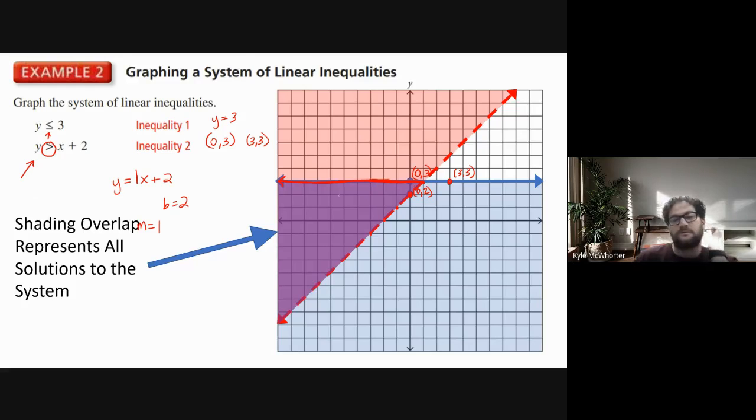So the solution really is this picture where the purple stuff is. And that represents all the solutions. There are infinitely many solutions. Each one is an ordered pair in that area. So this point right here would be a solution. This point right here would be a solution. Any point in the purple area would be a solution. Any point on this part of the red line would be a solution. Anywhere in the purple and anywhere on this part of the red line, but not over here.